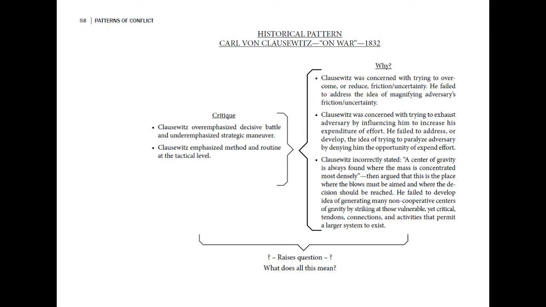Not that the person is wrong, but he's not looking at it broadly enough. And he incorrectly stated a center of gravity, quoting, is always found where the mass is concentrated most densely. That's not always true. In a donut, the center of gravity, there is no mass. In a hollow steel ball, it's where the steel isn't. In a dumbbell, it's in the connection between the mass. You come up with counterexample after counterexample. It's not correct.